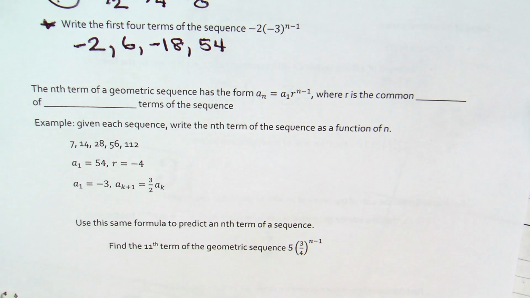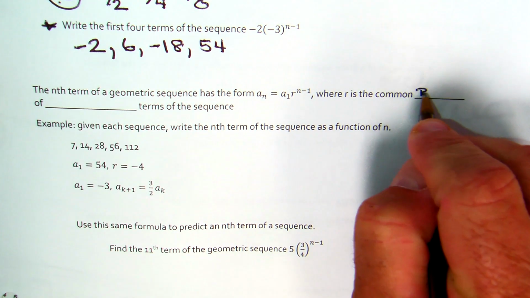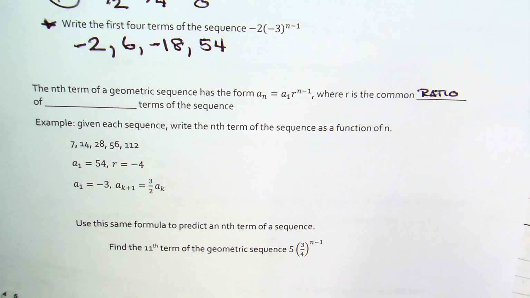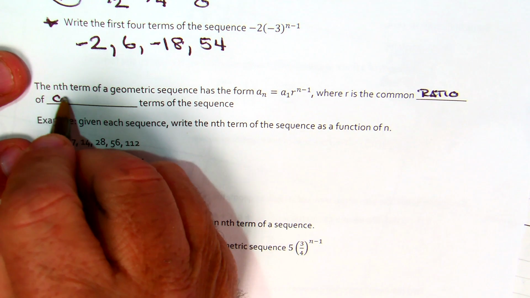So, last thing, and then we're done for the day. The nth term of a geometric sequence has the form a_n equals a_1 times r to the n minus 1, where r is the common ratio of consecutive terms of the sequence.